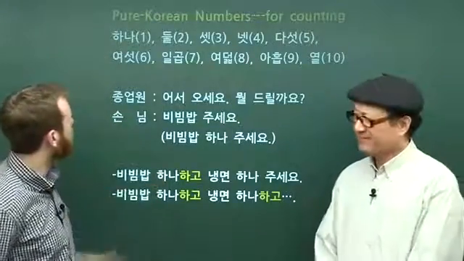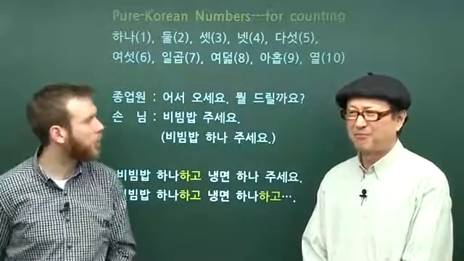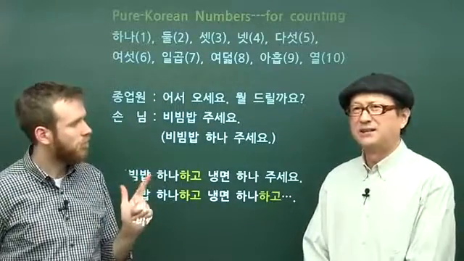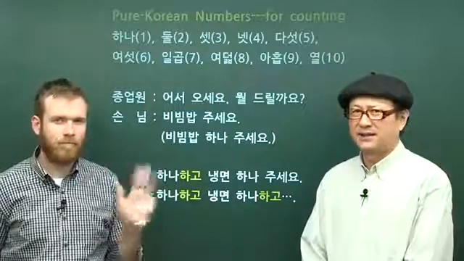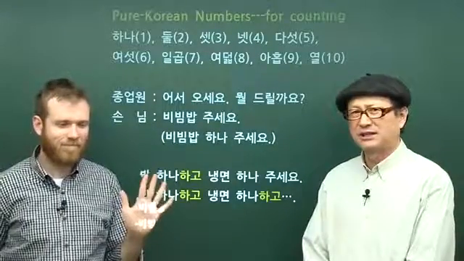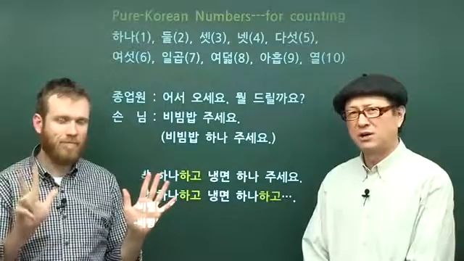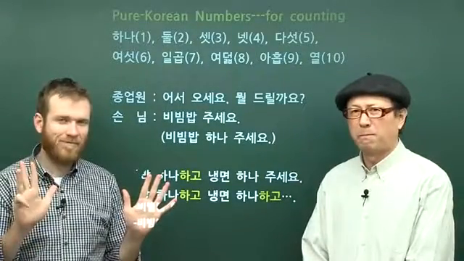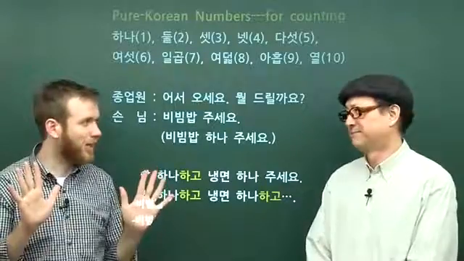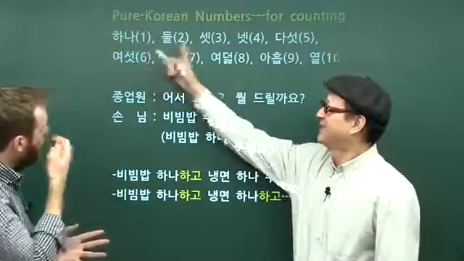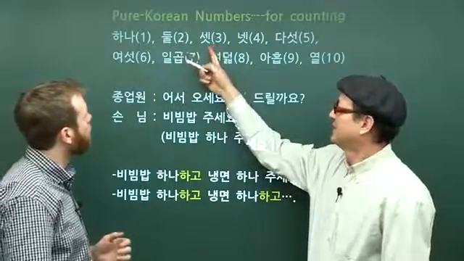So from 1 to 10, how do we say 1 to 10 in pure Korean numbers? 하나, 둘, 셋, 넷, 다섯, 여섯, 일곱, 여덟, 아홉, 열. Okay, so there is 1 to 10. All right. 하나, 둘, 셋.